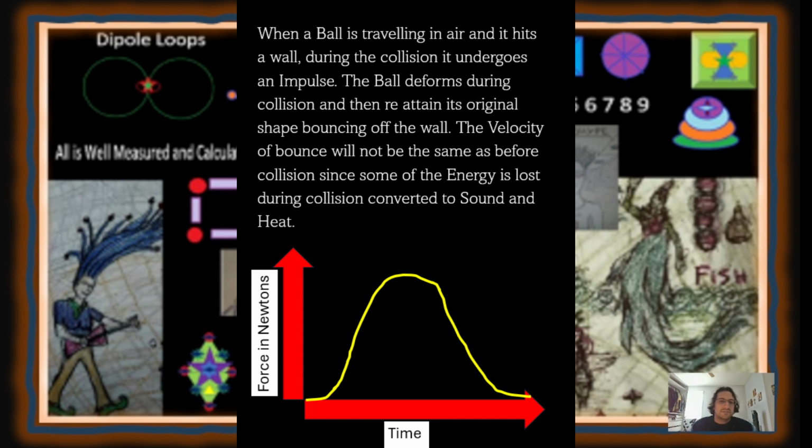And this right here is the graph of the force between the ball and the wall. It increases, it reaches a peak, and then it decreases and goes back to zero. And when it goes back to zero is when the ball rebounds from the wall. And the time during collision is from the beginning of the peak to the end of the peak. So pretty much the beginning of this graph and the end of this graph.